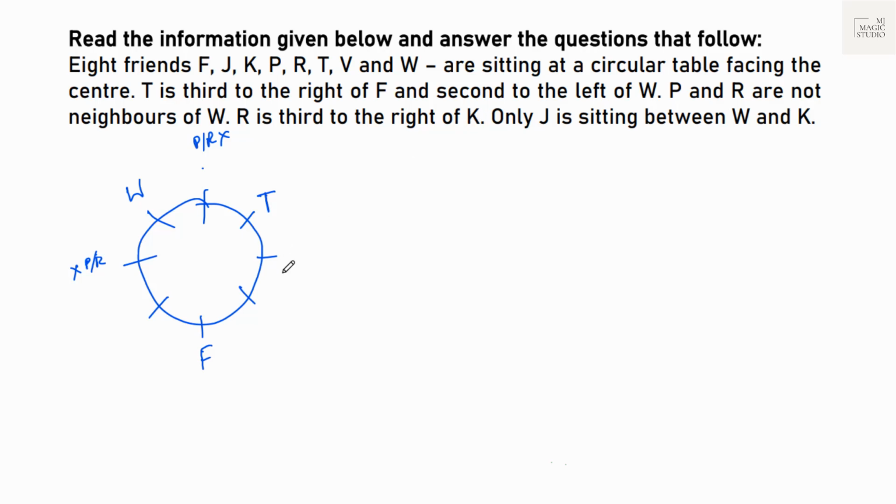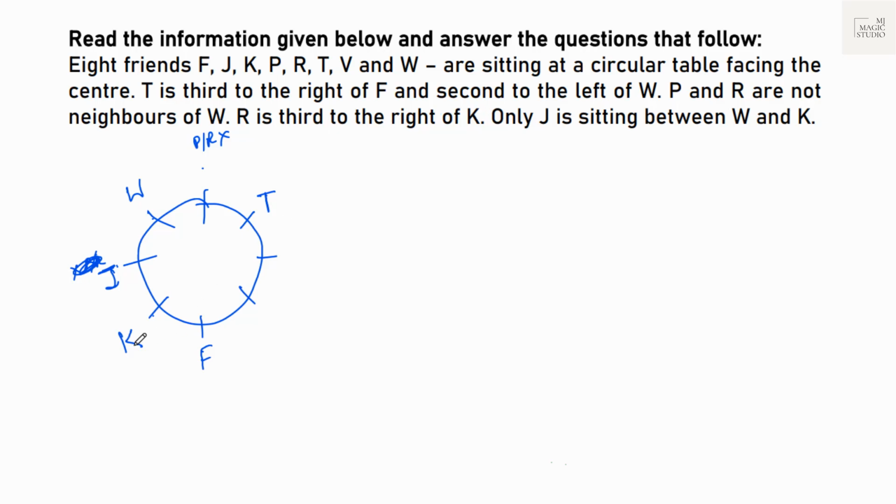R is third to the right of K. If R is here, 1, 2, 3. R can be here also. K is here, then R can be here also. Let it be. Only J is sitting between W and K. Okay, J cannot be here. J needs to be here between W and K. So here we have got J.